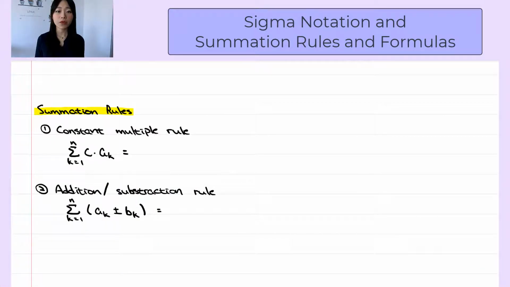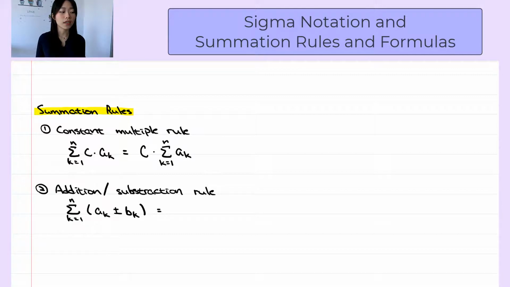There are two summation rules. They are similar to the derivative and limit rules. The first one is constant multiple rule. It says if you have the sum of a constant times a term of the sum, then you can put the constant c outside of the summation symbol. So it equals to c times the sum of ak, and it starts when k equals to 1 until n.